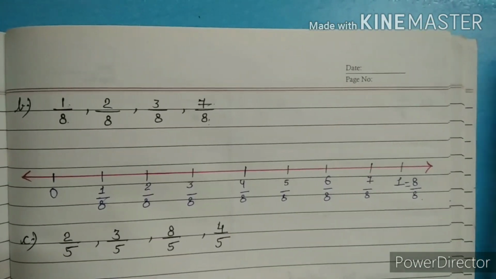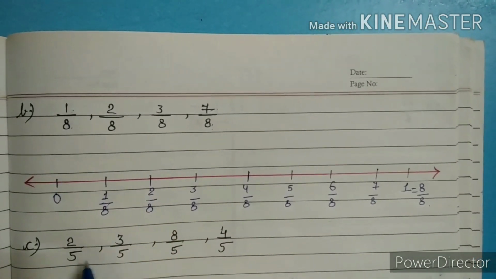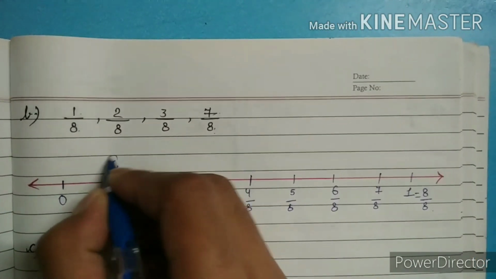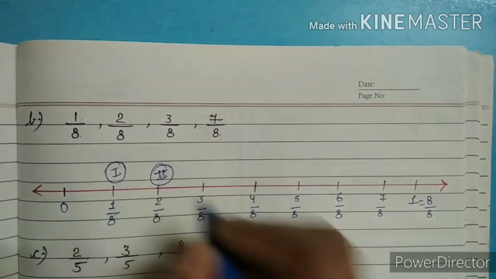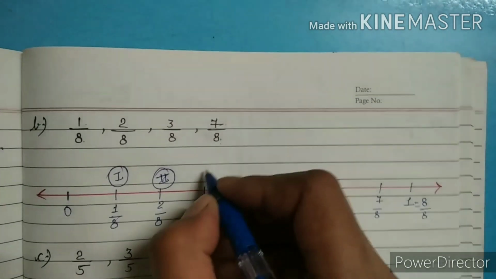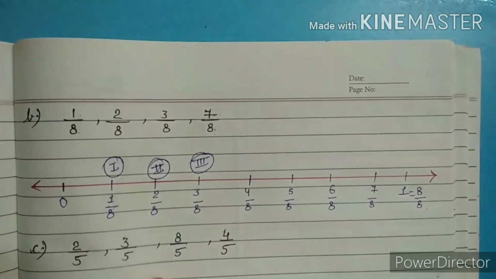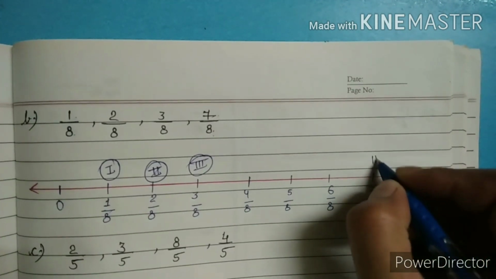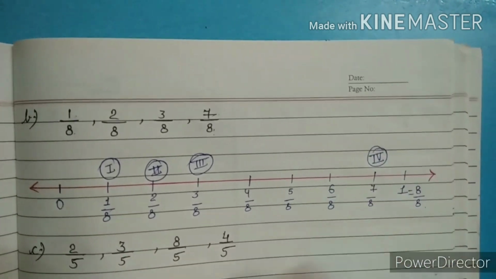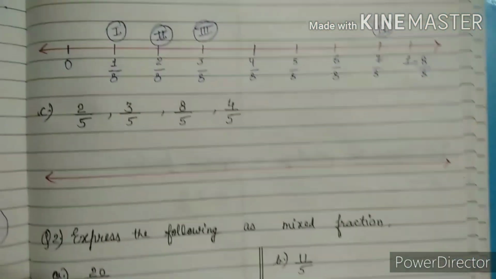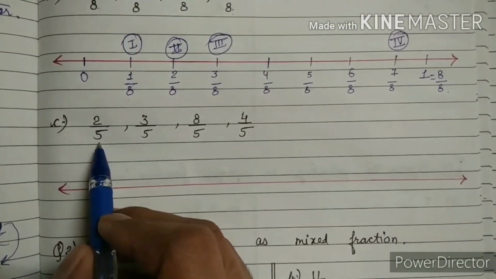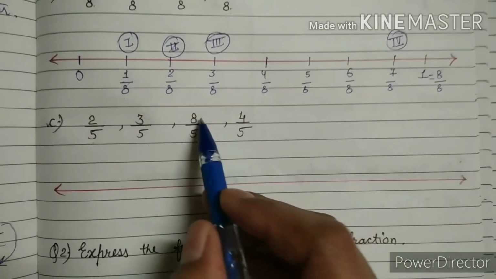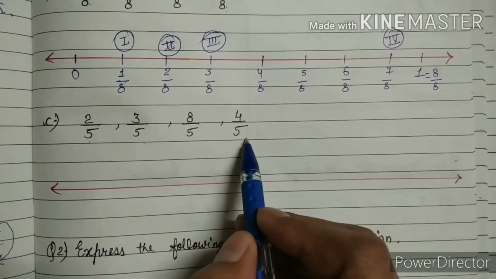Okay, now is 1 by 8 looking? Yes, here is 1 by 8. This is first. 2 by 8 here. This is second. 3 by 8, yes, here it is. And lastly 7 by 8, so here the fourth will come. The fourth point is here. Now C is just the same, we have to do the partition: 2 by 5, 3 by 5, 8 by 5, 4 by 5.